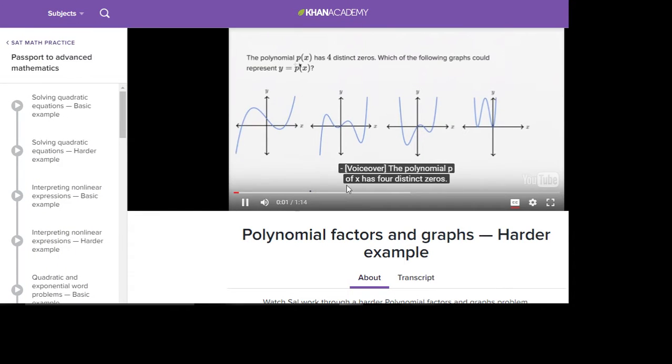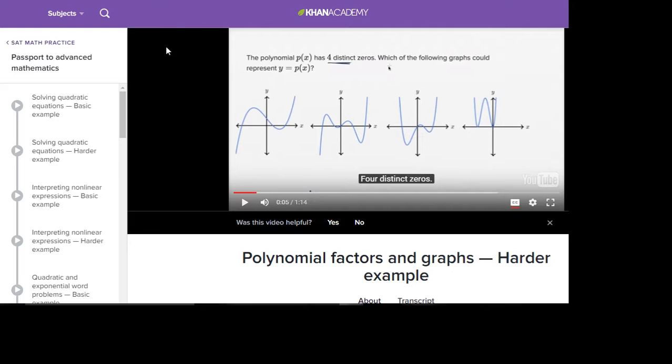The polynomial p of x has 4 distinct zeros. I don't want to do the hard one first. That's not that hard. Zeros are just for crosses. So how do you figure out how many zeros of a polynomial you have? How many times across the x-axis? So why did you miss that question? Did I miss that question? That's why it's telling us to redo it. Oh. I don't remember missing that question. If I did, that was dumb of me.